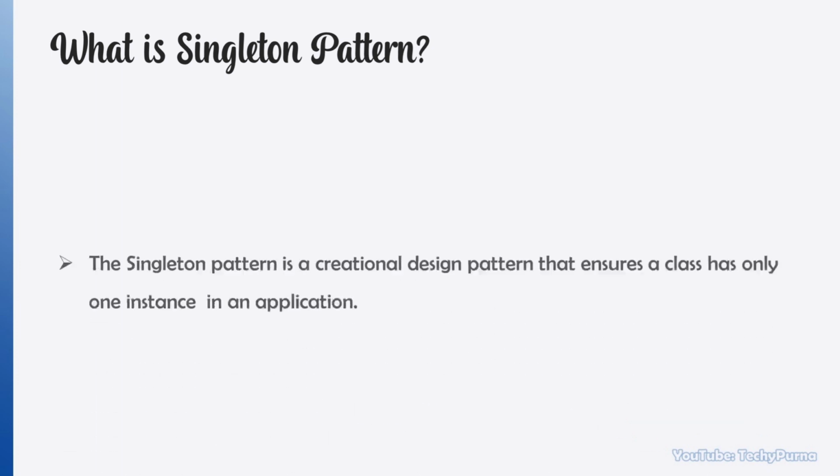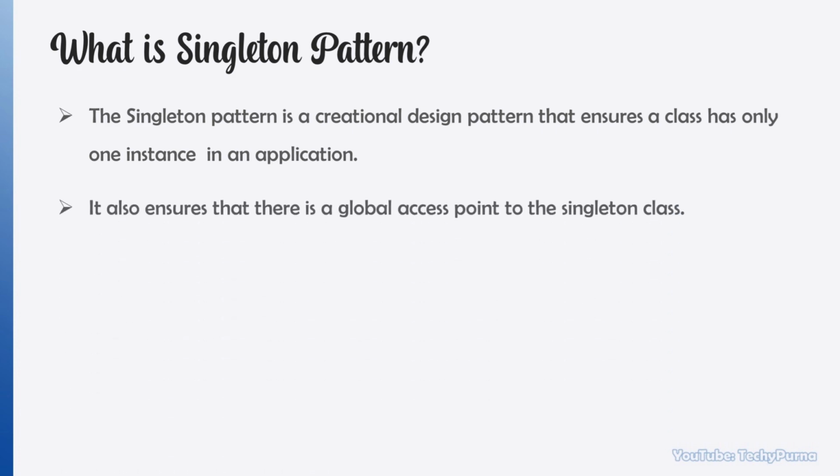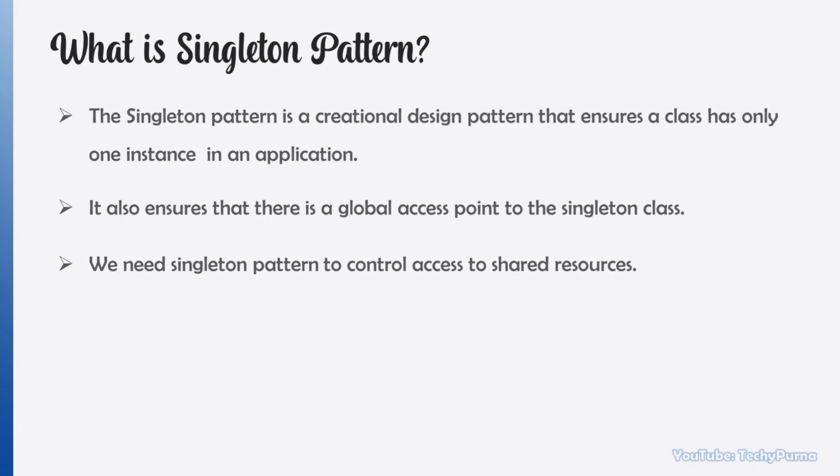What is the Singleton Pattern? The Singleton pattern is a creational design pattern that ensures a class has only one instance in an application. It also ensures that there is a global access point to the Singleton class. We need the Singleton pattern to control access to shared resources. We can solve this problem by creating a global variable as well. But the problem with global access is that any part of the code can change any parameter, which can introduce bugs in the code that can be hard to locate.